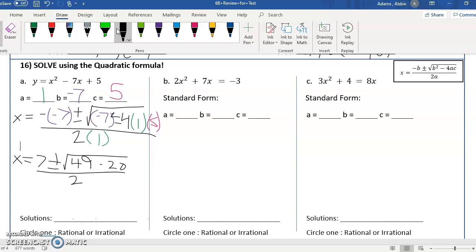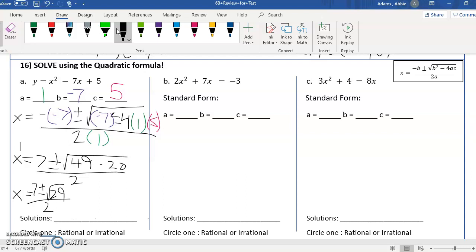Now from here, you can plug it into your calculator, or you can simplify it a little bit more. If you simplify it a little bit more, you'll have a better understanding if your answer is rational or irrational. So I know that 49 minus 20 is 29. So I have x equals 7 plus or minus the square root of 29 divided by 2.